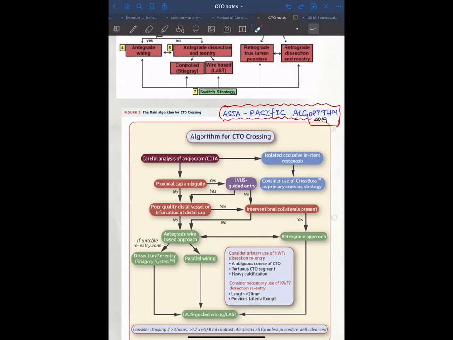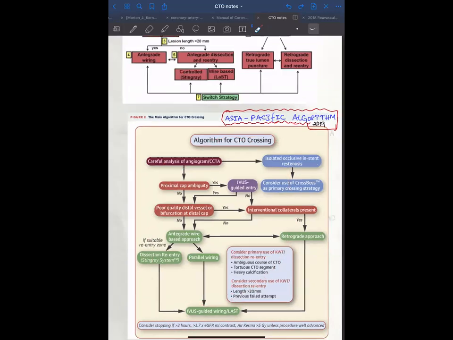You should stop if the CTO procedure length has crossed more than 3 hours, or if more than 3.7 eGFR of contrast has been used, or air kerma, as we have seen in Darshan's talk, the air kerma is exposure. If it is greater than 6 gray, unless you have been very well advanced into the procedure. So they have given specific criteria to stop, where to draw the line. Let's say if you have done all this and you have stopped to re-intervene a few days later, that procedure is named as an investment procedure, just to be aware of that term.